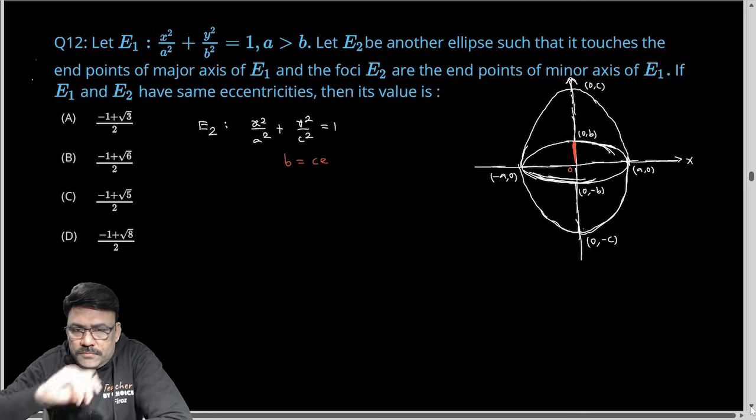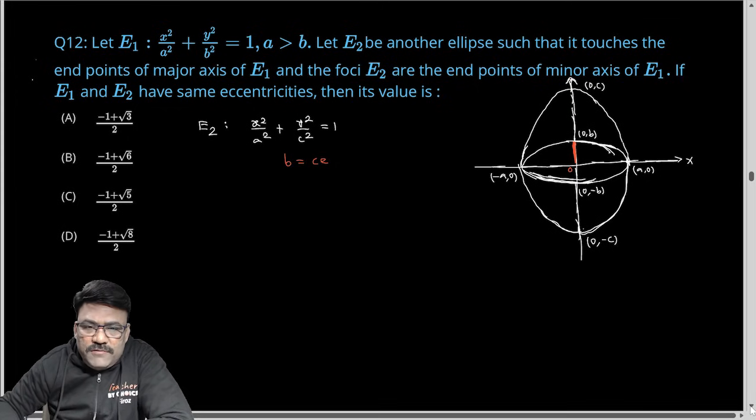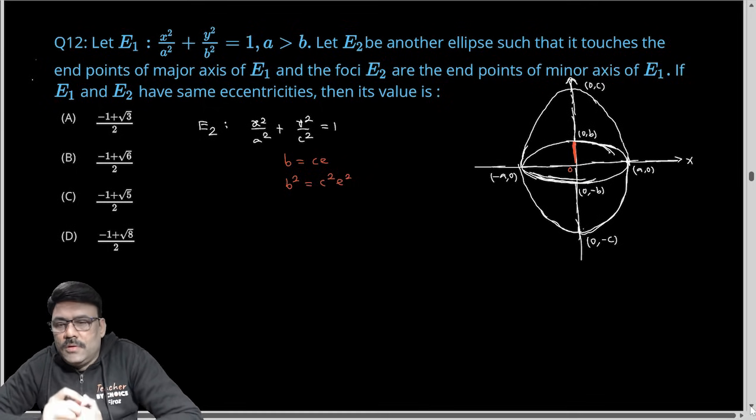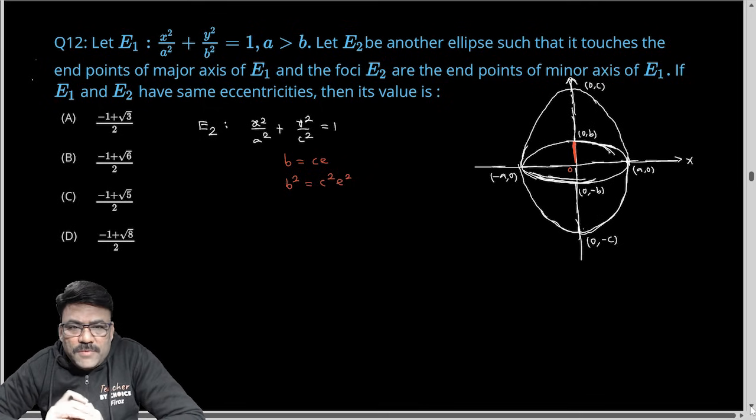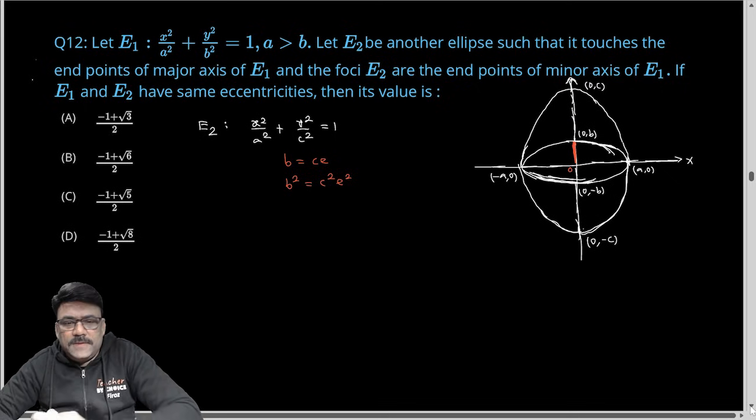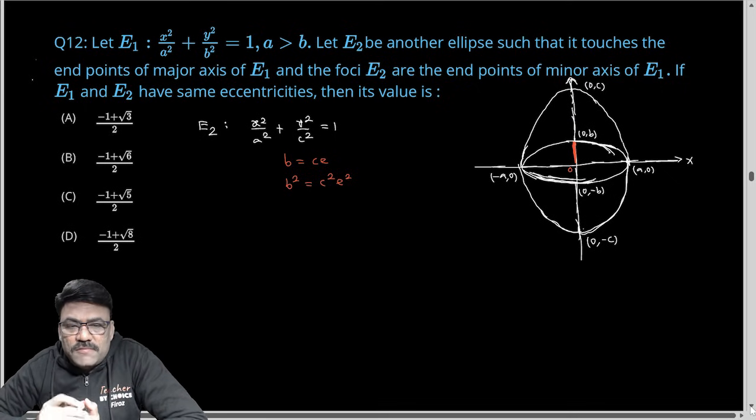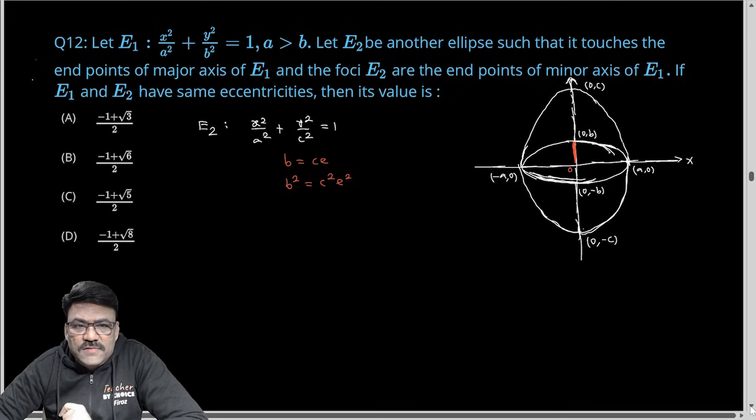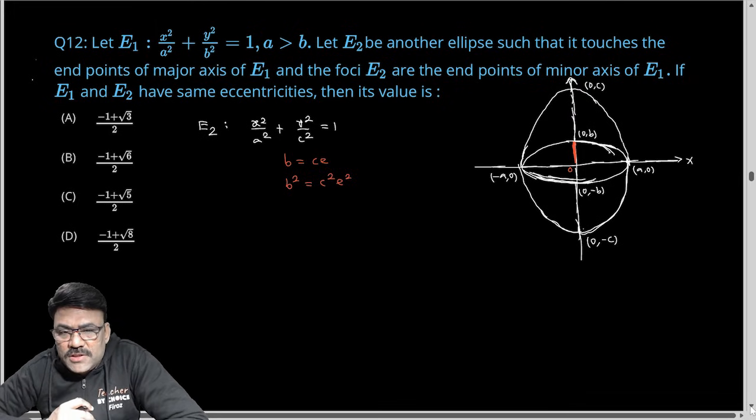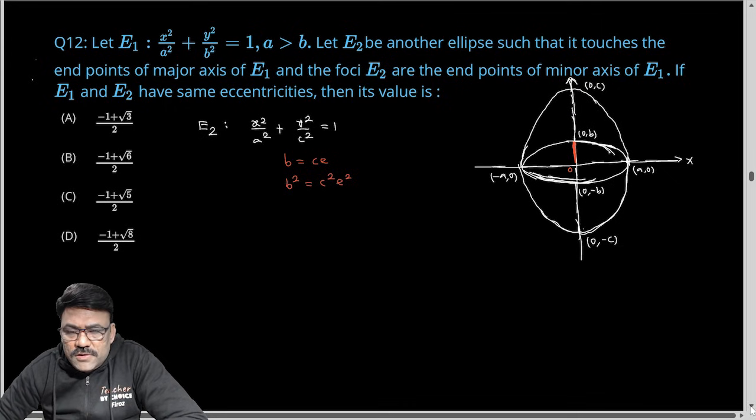This distance. Now B square will be what? B square will be C square E square. And B square can also be written as A square (1 minus E square), if E is the eccentricity of this ellipse. And do we have a relation between C and A also? This distance I got C. So B is C.